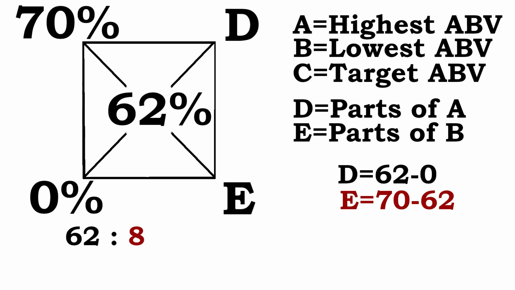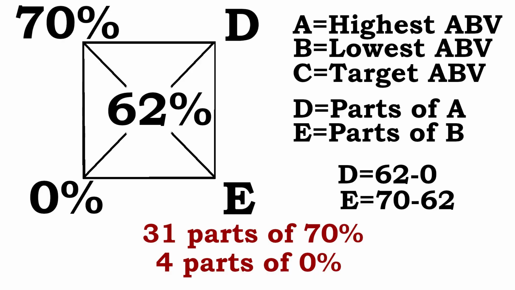But honestly, we can simplify this ratio down a little bit more to make it easier. So let's do that. We can take a common denominator of 2 and make that 31 to 4. And 31 to 4 does not simplify down any further with whole numbers. So that's our ratio. And when you use this ratio, it's 31 parts to 4 parts. And that can be parts in liters, milliliters, ounces, pints, quarts, gallons, it doesn't matter. It will all come out the same. So we now know that we need 31 parts of the 70% ABV to 4 parts of the 0% ABV.